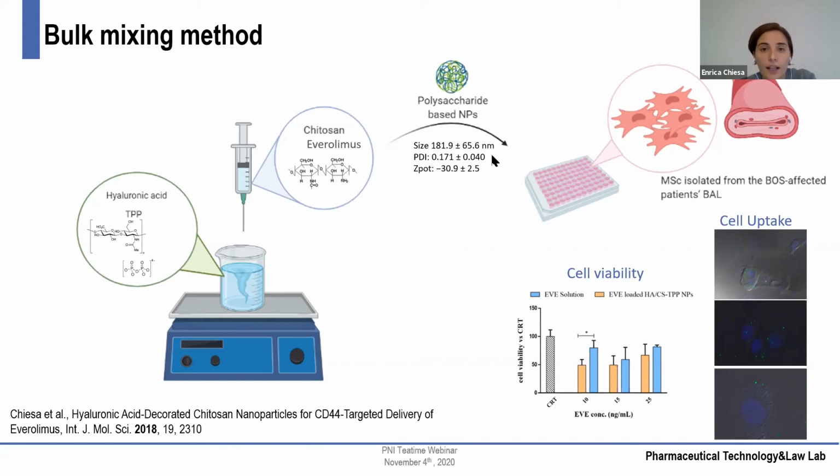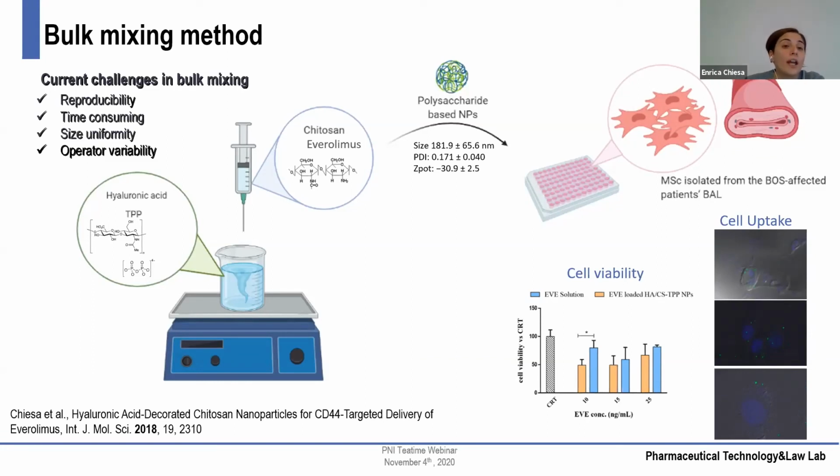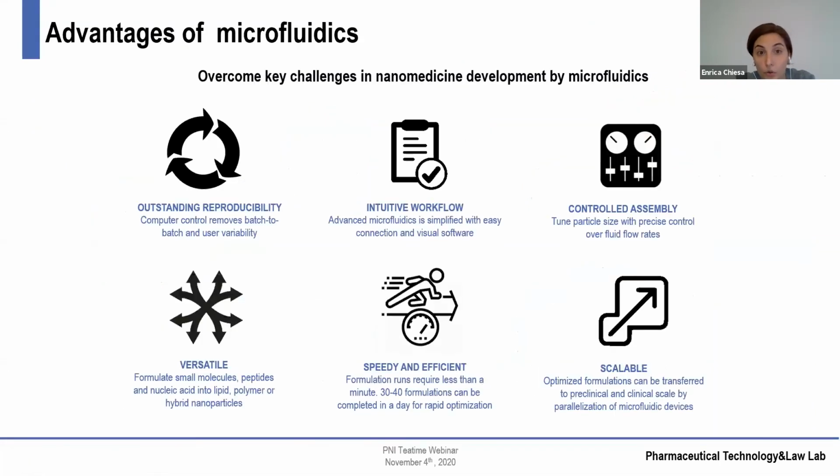These nanoparticles were tested in vitro in mesenchymal stem cells recovered by bronchoalveolar lavage from bronchiolitis obliterans syndrome patients. We tested the cell viability and the nanoparticle uptake profile. The positive results in terms of biological performances were associated with some limitations correlated to the nanoparticle synthesis. In particular, we found a lack of batch-to-batch reproducibility and an important operator variability. So we decided to move towards microfluidics.